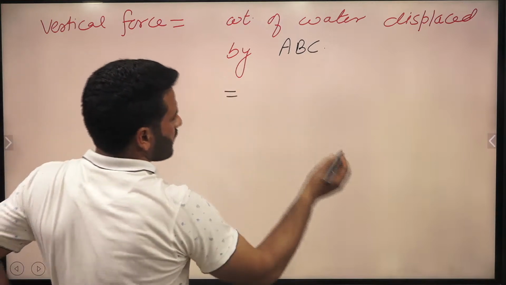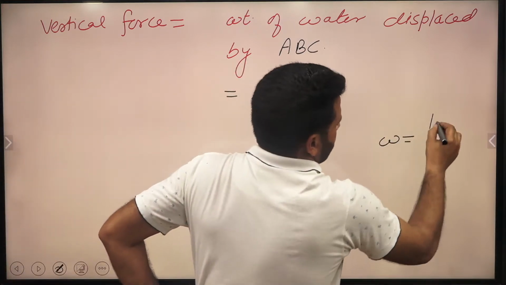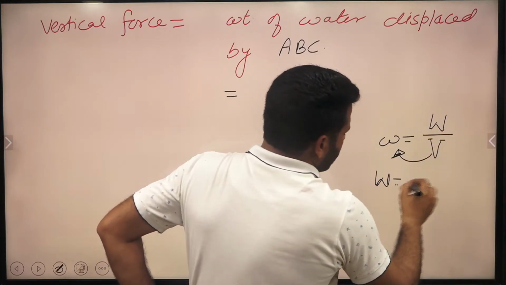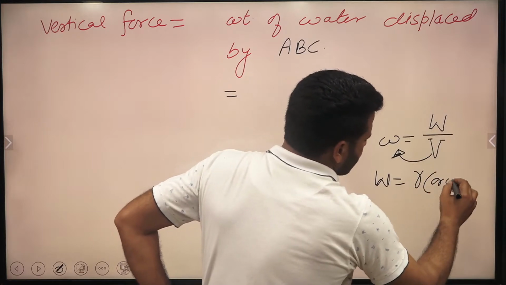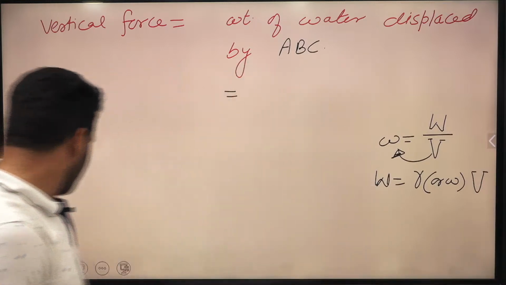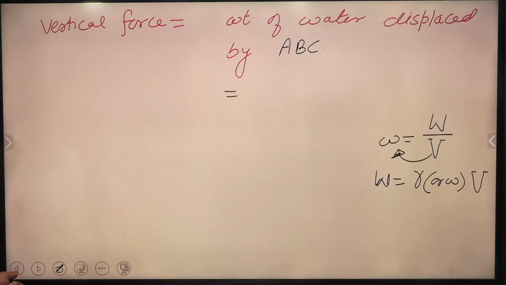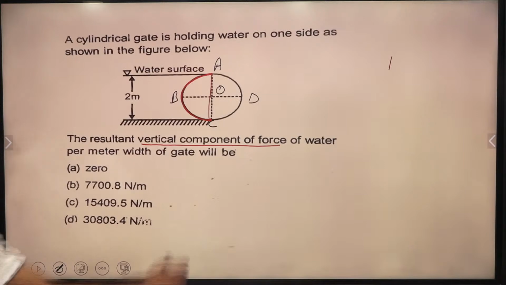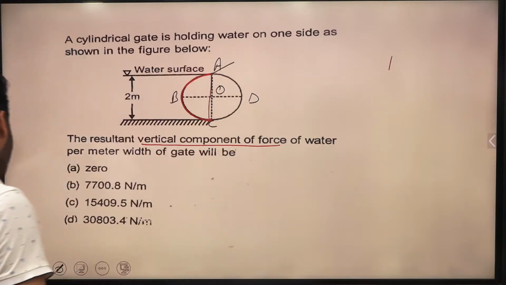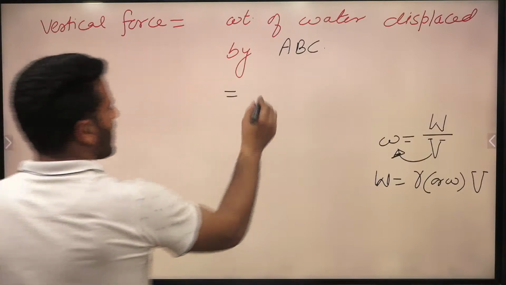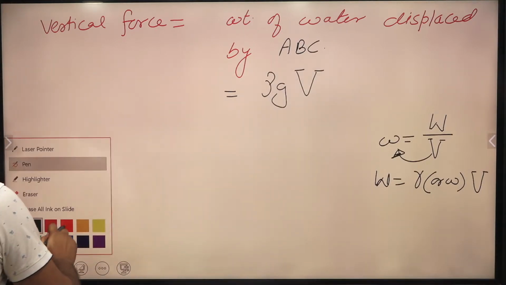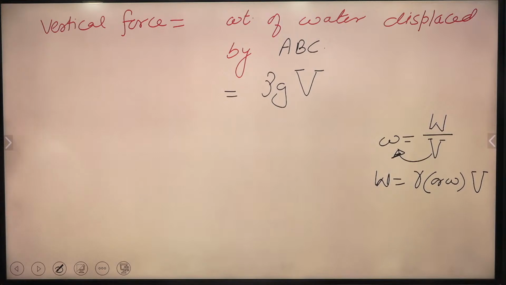So weight of water, so weight density is what? Weight per unit volume. So just multiply weight density, that is gamma, or you can just consider it small w, into volume. What type of volume? That is the volume of water displaced by the object. So definitely this will be equal to the area of the semicircle multiplied by 1 meter length. We are considering the unit length. So I'm just writing here rho g into V. V is the volume displaced by the object.